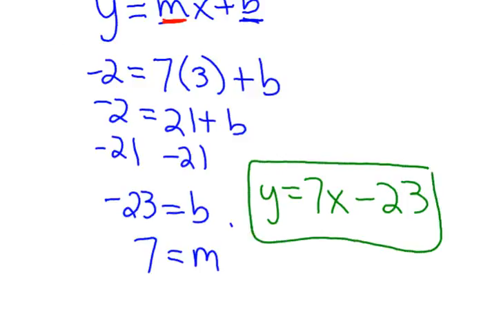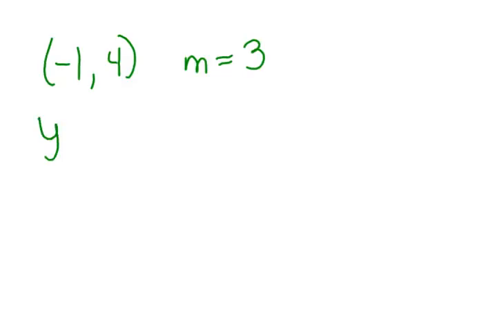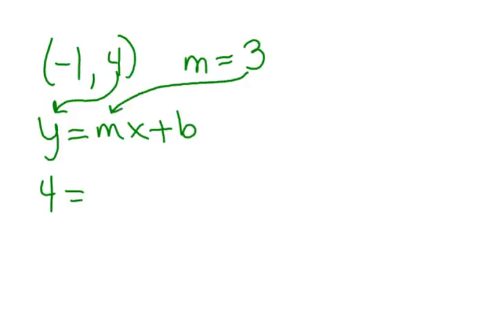Your final equation should still have an x and a y, and you should have substituted for the slope and for the y-intercept. Let's do one more like that. Let's say we have the ordered pair (-1, 4), and we have a slope of 3. So we're going to say y = mx + b. That's the one we start with. We're going to put in our 4 for y. Our slope is 3. x was -1, plus b.